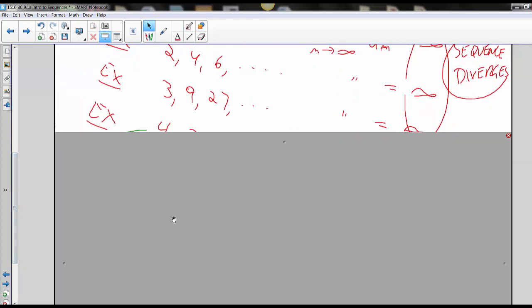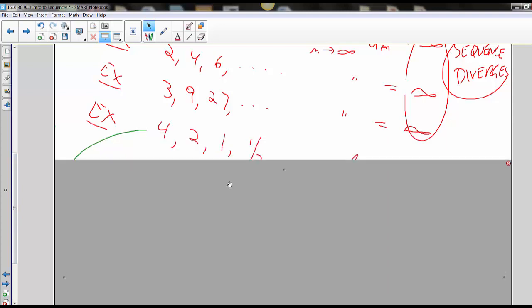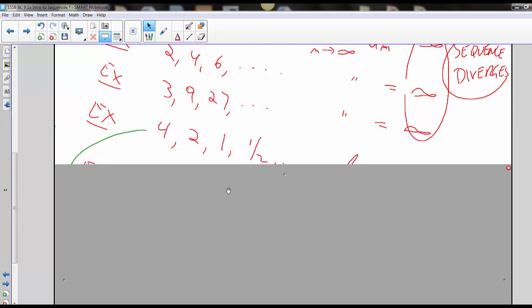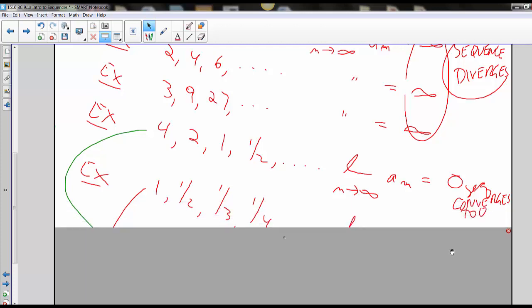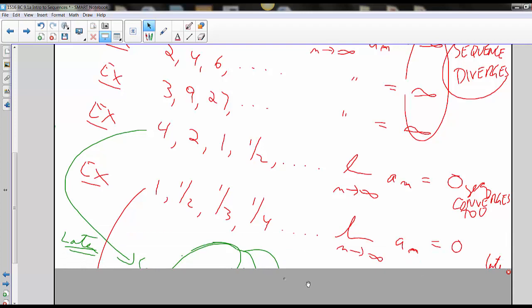But if you have something like 4, 2, 1, 1 half, etc., you can see that as I keep going, the terms are getting smaller and smaller, and there's no reason to think they will not continue to be positive. So in this case, the limit as n goes to infinity of our sequence is 0. Since that limit is equal to a particular number, we say our sequence converges to the number 0. Now, if you look at 1, a half, a third, etc., again the numbers are approaching 0, so this sequence also converges to 0.